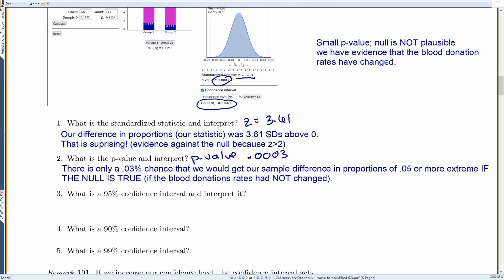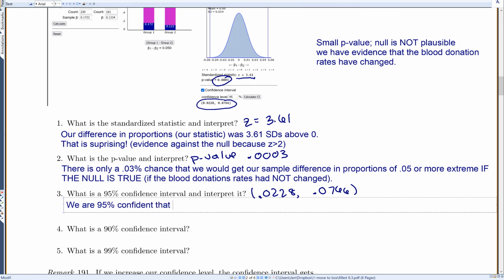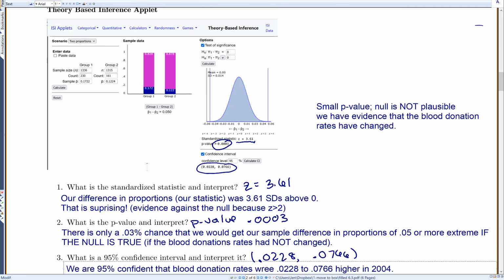They just round differently. So it is 0.0228 to 0.0766. To interpret it, we can say something like, we are 95% confident that blood donation rates were 0.0228 to 0.0766 higher in 2004. I know it was higher in 2004 because 2004 was the one that I had first, and those were positive. You could also just look at your bar graphs and say, oh yeah, 2004 was higher.